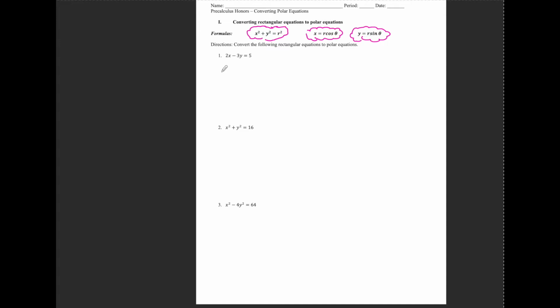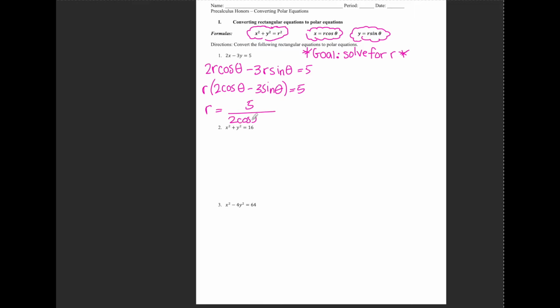So for this first example, I have 2x minus 3y is equal to 5. I'm first going to replace the x with r cosine theta and replace the y with r sine theta. Since I know that my main goal is to solve for r, I'm going to factor out r on this left side. So if I factor r out, I'm left with 2 cosine theta minus 3 sine theta. And then I can divide in order to get r by itself. So I end up with r is equal to 5 over 2 cosine theta minus 3 sine theta. We'll talk in another video about what the polar equations look like when you actually graph them.